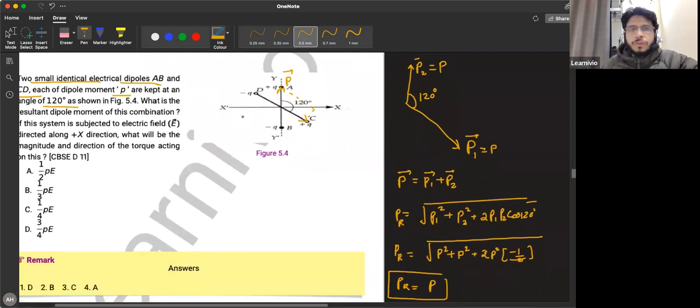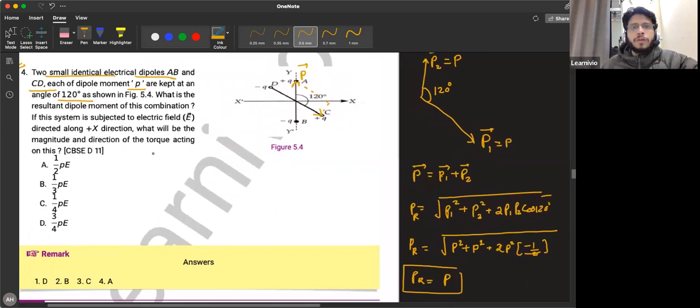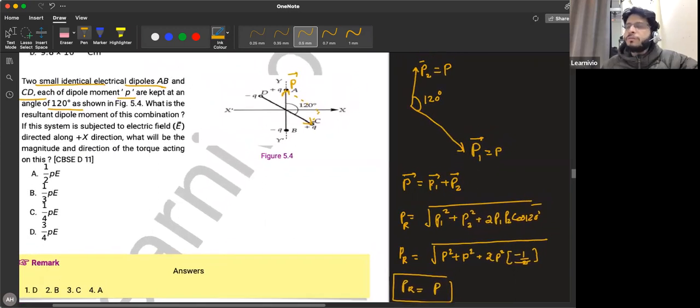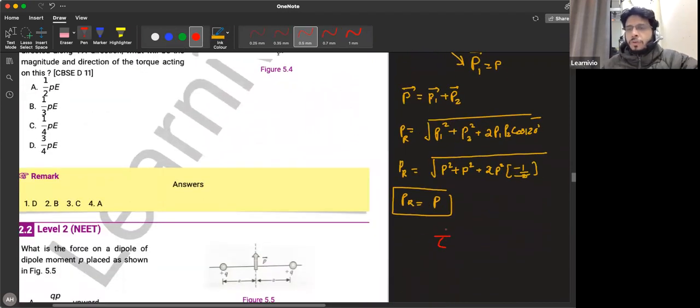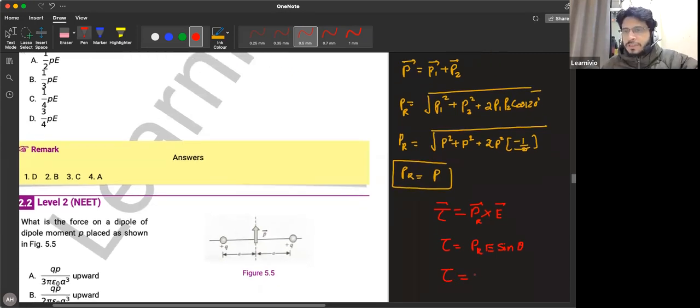Next, what you need is the torque. What will be the magnitude and direction of the torque acting on it? So what is torque? Torque will be P cross E. In this case, it will be P resultant cross E, or you can solve it this way: P resultant E sine theta. So how much is P resultant? This is P, the electric field is E. You need this angle theta.